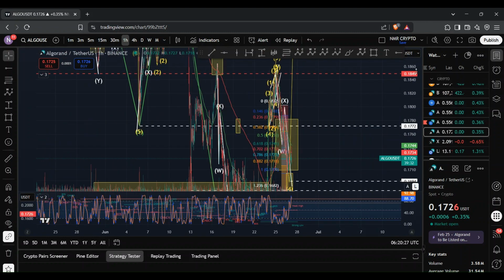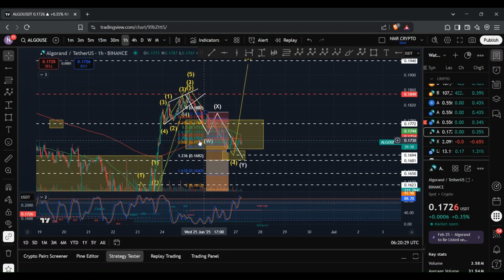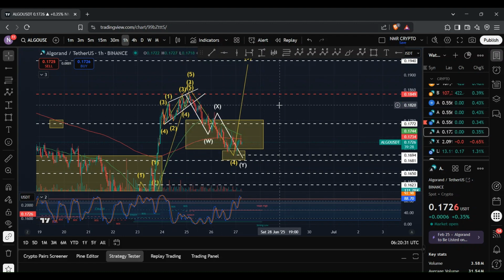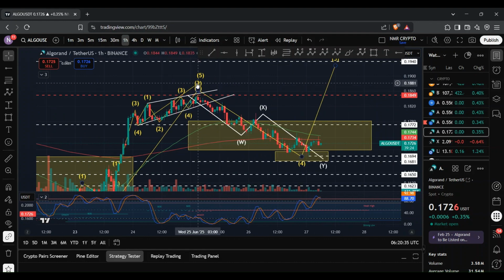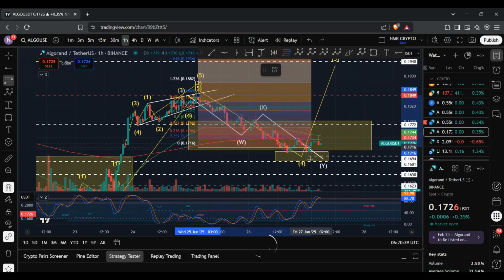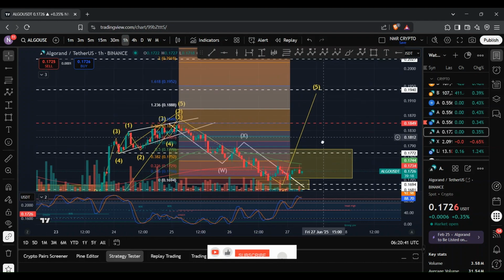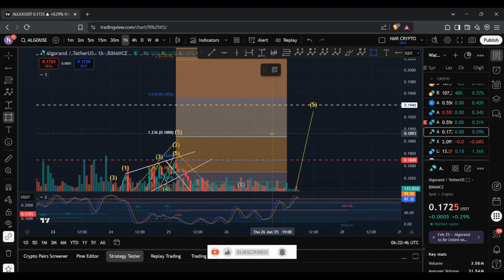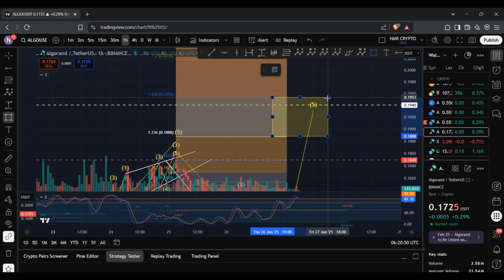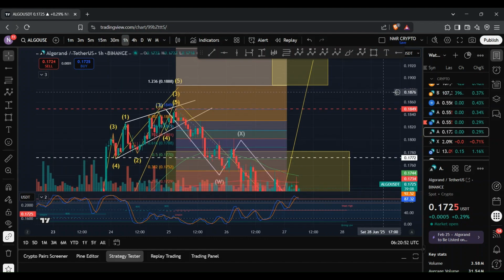And so if I go back to the hourly chart and remove this, assuming that the wave 4 is now complete, what I'll do is set the wave 5 target. And that wave 5 target will be a 1.236 to 1.618 retracement of the wave 4. And so as you can see, Algo has the potential to reach anywhere between 18.88 cents to 19.52 cents.